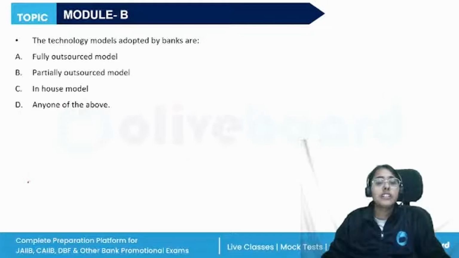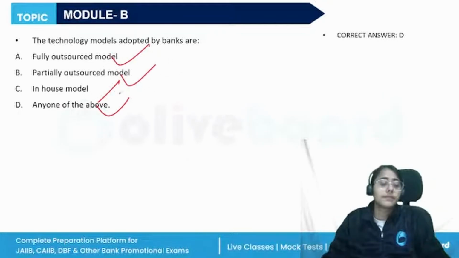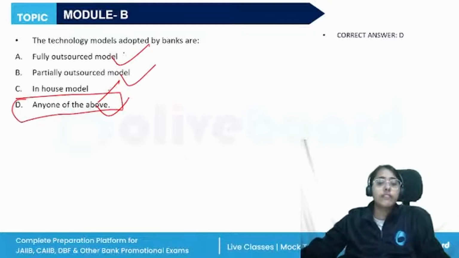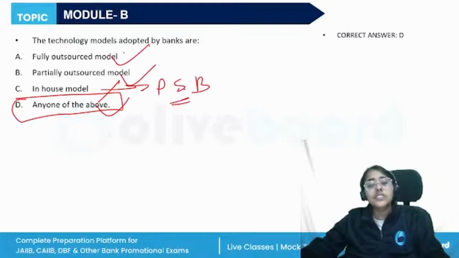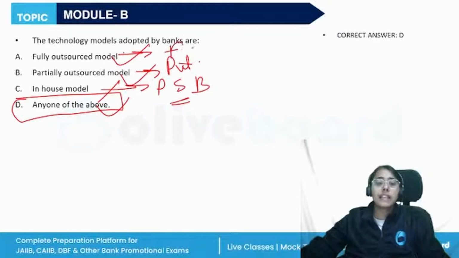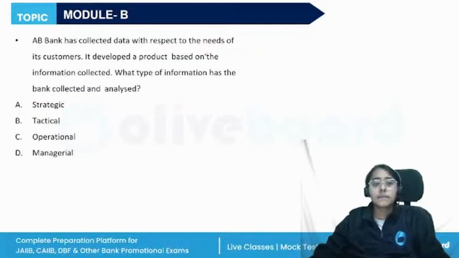Next, the technology models adopted by banks. Again, the banks can adopt a fully outsourced model, partially outsourced model, in-house model, or any of the above. So, any of the above. Public sector banks usually follow the in-house model, where they use their own resources, their own staff to perform all the functions. Partially outsourced is used by the private sector banks, and the fully outsourced model is used by the foreign banks. We are referring to the technology.